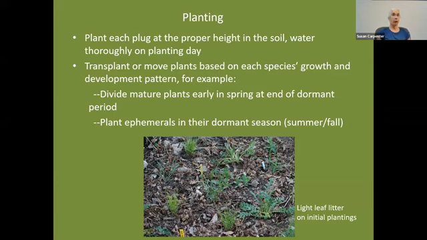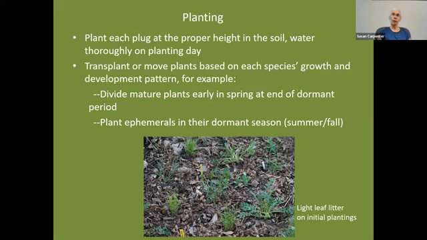We water them really thoroughly on planting day, and you can see an example of a garden in this picture here where we watered each plant thoroughly. And then we used a light leaf litter mulch on them. This is not a heavy mulch. It's just a light mulch to kind of hold the soil moisture, even as we go through drying cycles and so forth, especially when we have heat or hot days interspersed with more seasonable days.